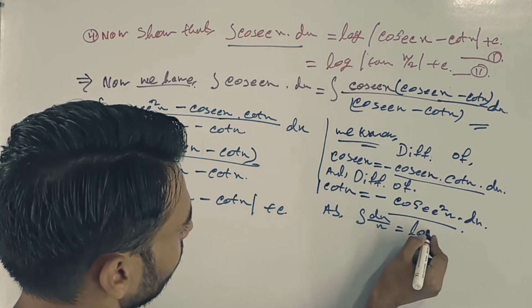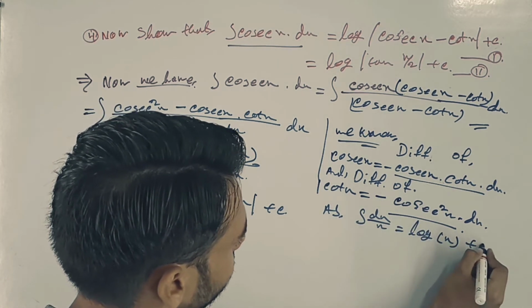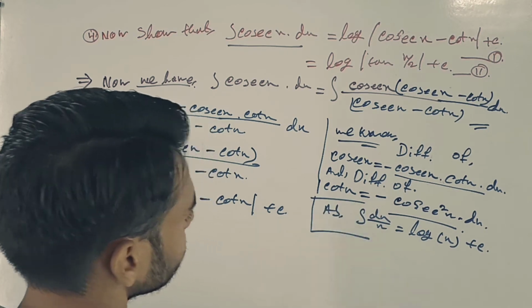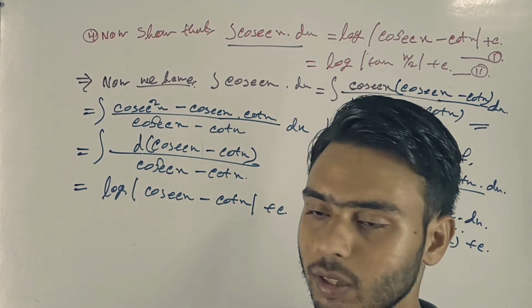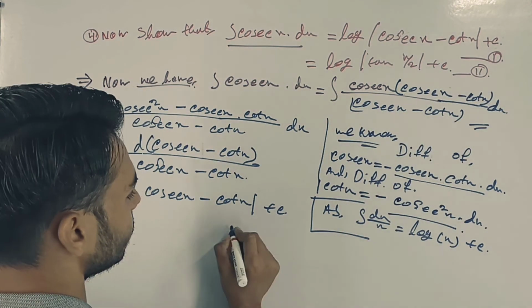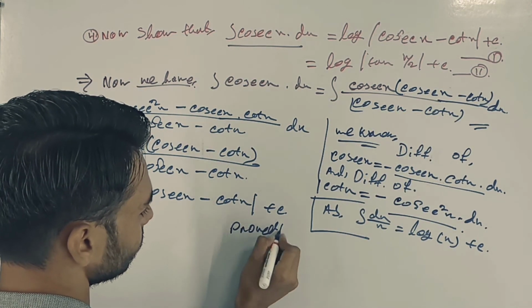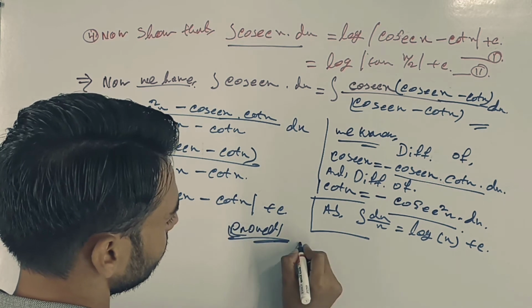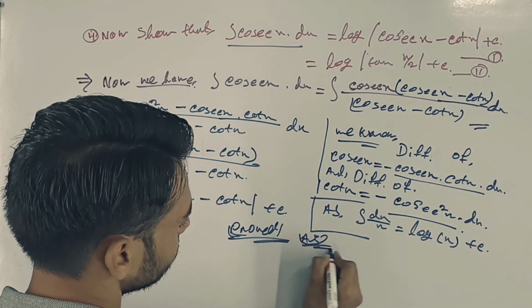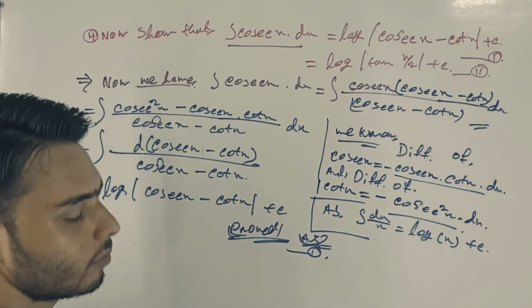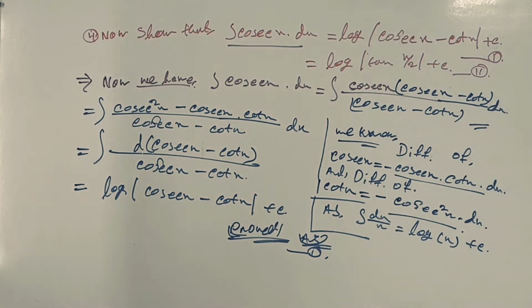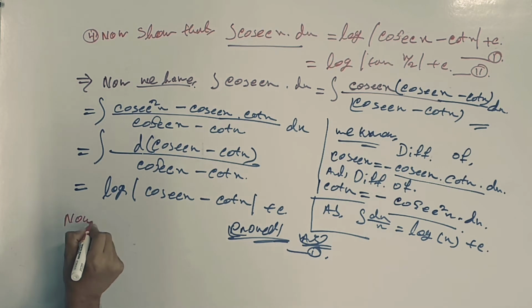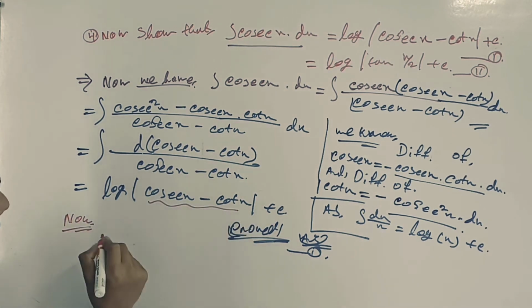As well, we know that the integral of dx by x is log of x plus c, and it's the rough method. So now I have found this using the first formula, and it is proved. The first formula is used to answer the question. Thank you for watching this, and now the second method is coming.